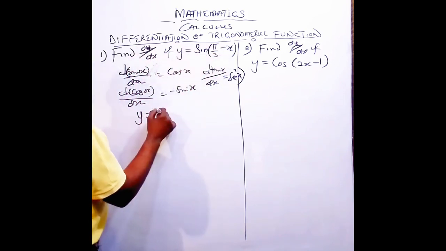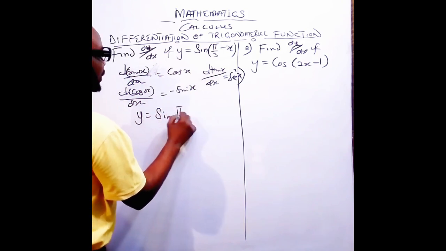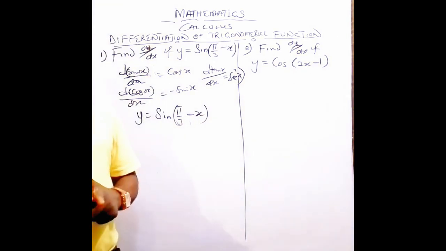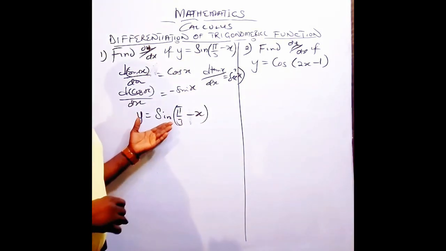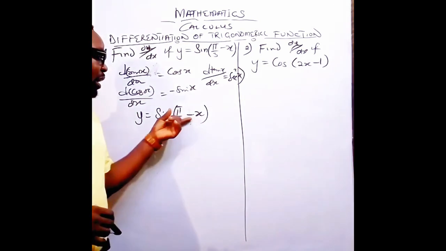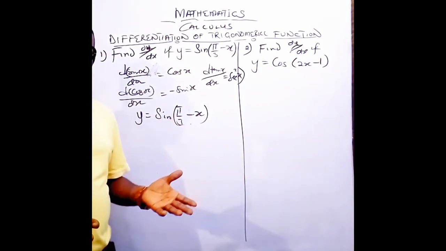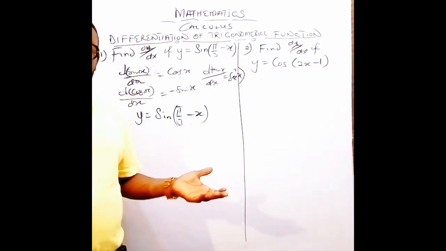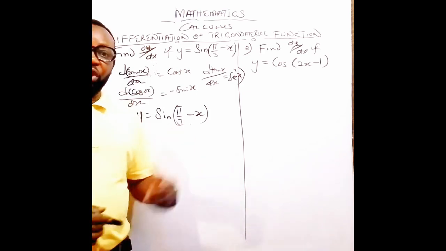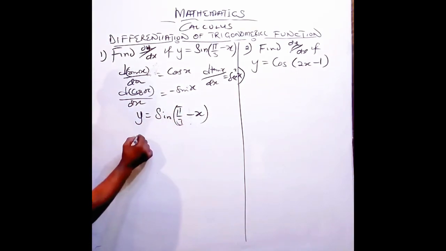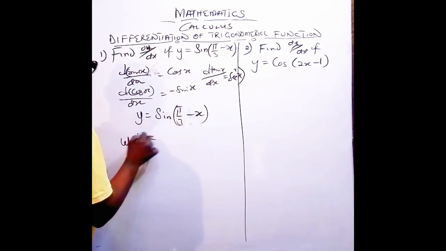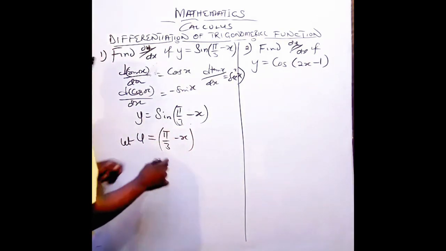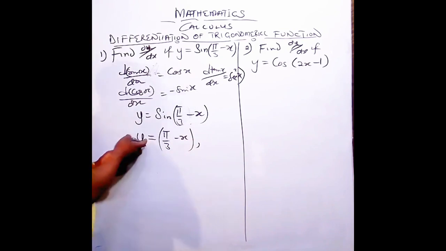y is equal to sine of pi over 3 minus x. Anytime you are given a question where the value the trigonometric function is multiplied with is not just x, what you are going to do there is solve it as a composite function of differentiation. Now, how do we solve this? We are going to let u be equal to pi over 3 minus x. If u is equal to pi over 3 minus x, so let's differentiate this, du/dx.